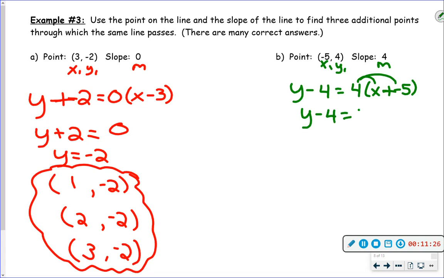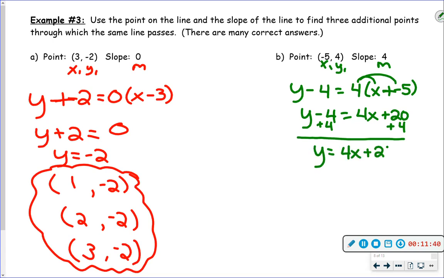So 4 times x, 4 times 5. And then let's just add 4 over. So 24. I'm glad we don't have to draw that with the 24. That seems kind of big. Quick question before I do the points. Do you remember the name of this form of a line? Slope intercept. We'll get to that.